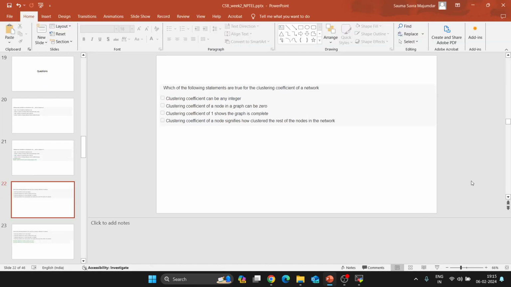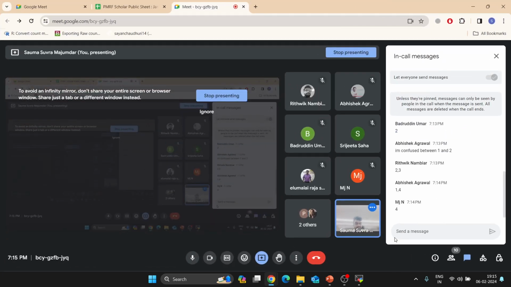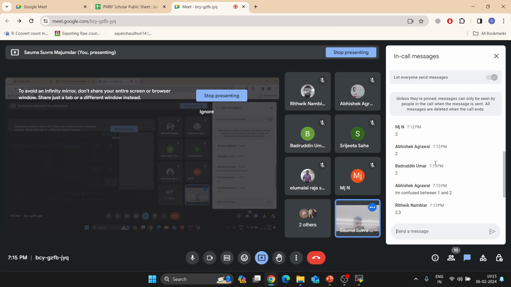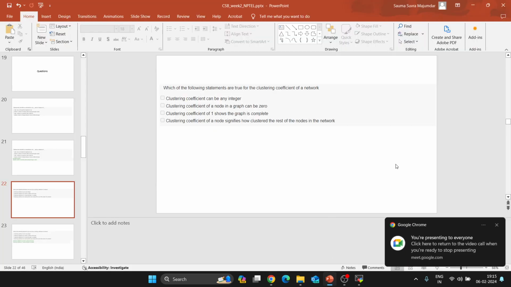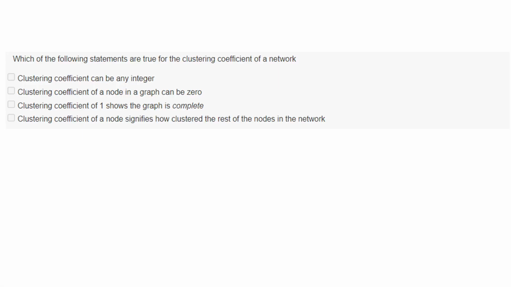Let's see. Do we have any answers? Okay. One and two, one, four, four. Okay. So yeah, first thing, the first option: clustering coefficient cannot be any integer. Clustering coefficient can only lie between 0 and 1. So the first option is not correct.